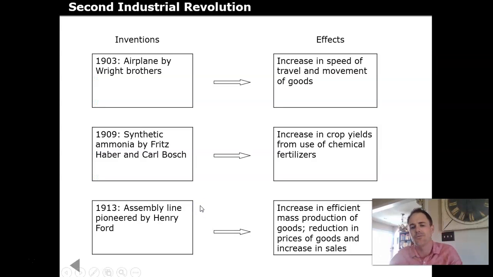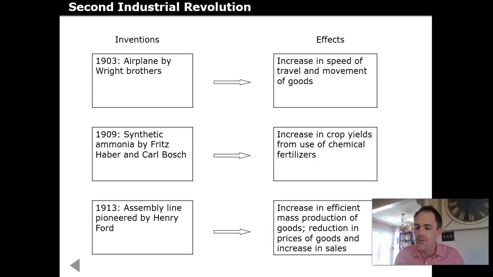Also, in the second industrial revolution, invention of the airplane by the Wright brothers, which increased the speed of travel, movement of goods. 1909, we haven't really talked about this much, but the creation of synthetic ammonia helps increase crop yields from the use of chemical fertilizers. So there's a revolution going on in agriculture at this time as these new power sources are being used to harvest crops, whether you had the mechanical reaper, the tractor, the steel plow.